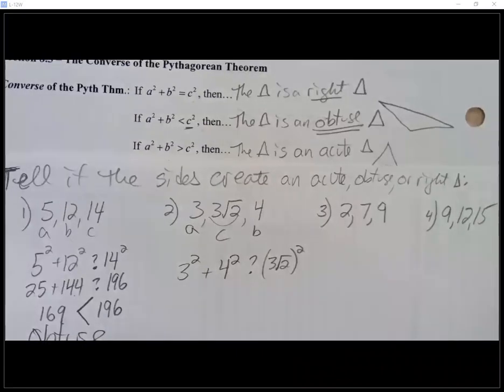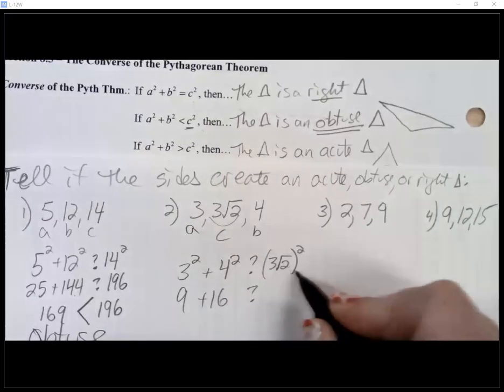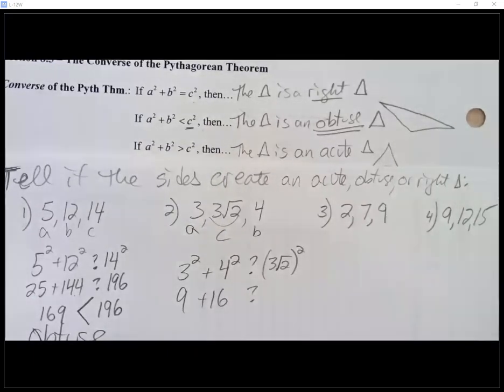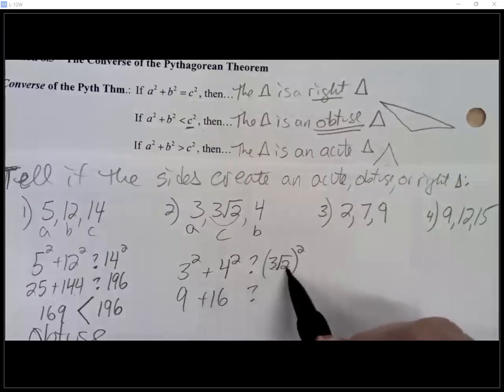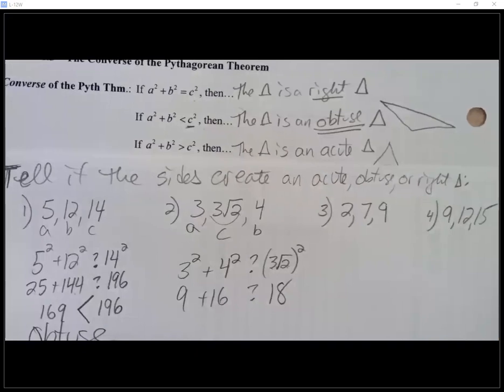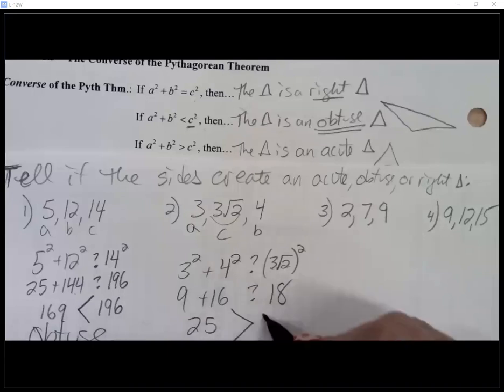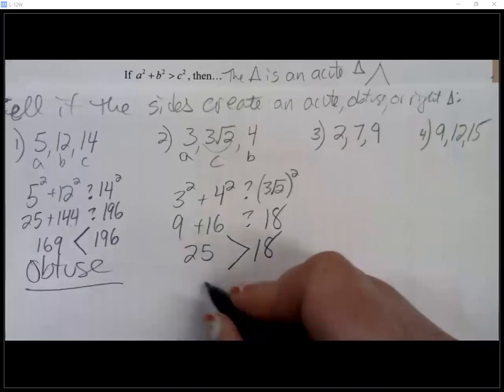So this is going to be 9, 16. What is 3 root 2 squared? 18 is correct, right? Because it's really 3 times 3 is 9, and root 2 times root 2 is 2. So 9 times 2 is 18. So I get 25, which is greater than 18. So what type of triangle is this? That is an acute triangle.